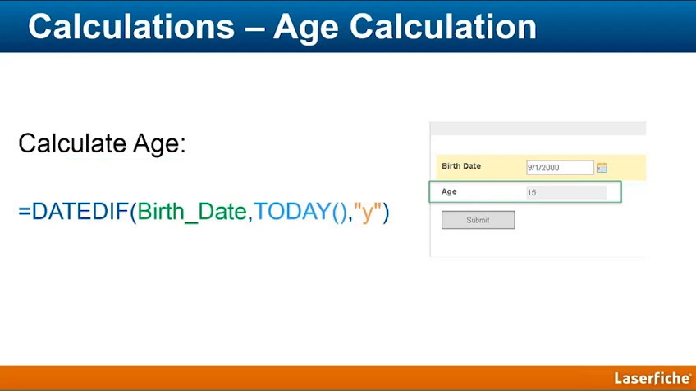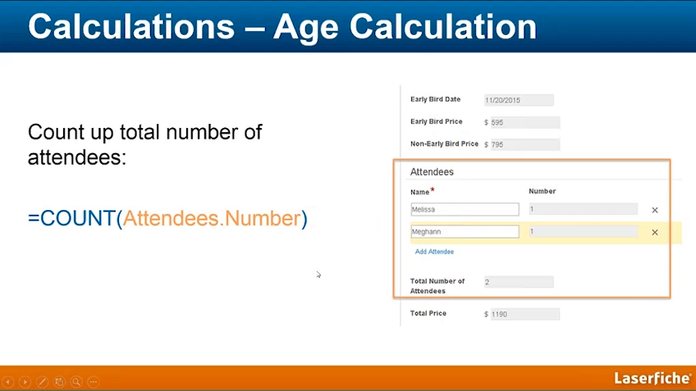And basically this formula translates to: calculate the difference between the value in the birth date field and today, and return me back the number of years. And that's what the Y here at the end stands for. So you can see it's very simple here. And let's take a look at a little bit more involved example.